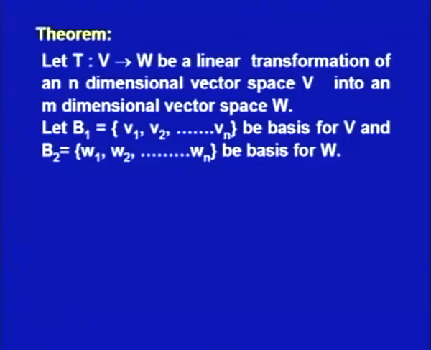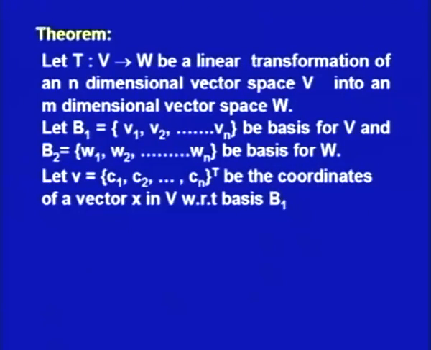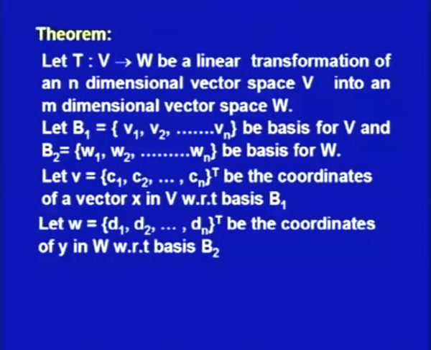Now we have a theorem. If we have a linear transformation T from an n dimensional vector space V into an m dimensional vector space W, and B1 is a basis for V and B2 is a basis for W, and V equal to C1 C2 Cn transpose is a column vector with the coordinate vector of x in V with respect to basis B1, and W equal to D1 D2 Dm transpose is the coordinate vector of y in W with respect to basis B2, then T of x equal to y means AV is equal to W. So with the transformation T we can associate a matrix A such that AV is equal to W.